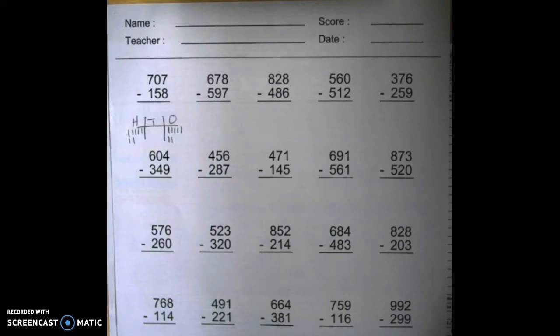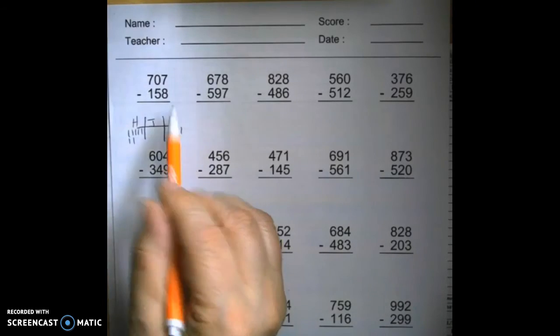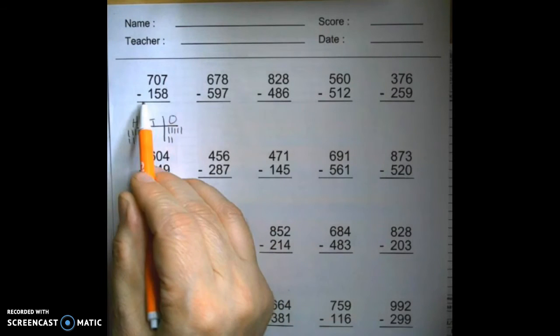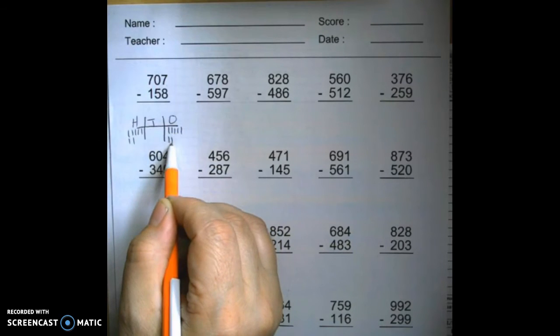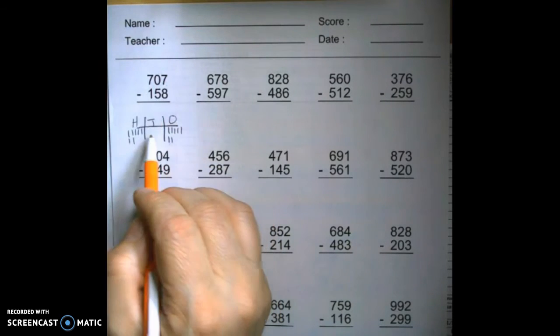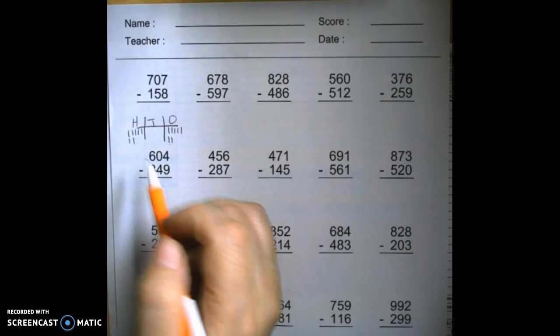We're going to look at subtracting when there are three-digit numbers involved. I kind of set this up ahead of time. So we have the number 707 minus 158. In the ones place, we have 7 ones, we have no tens, and we have 7 hundreds.